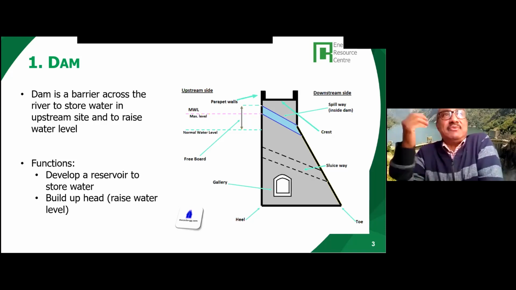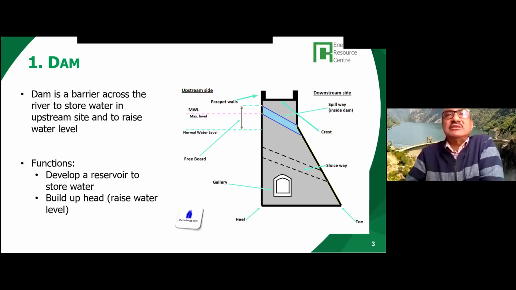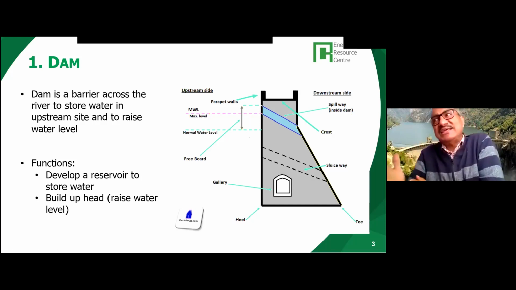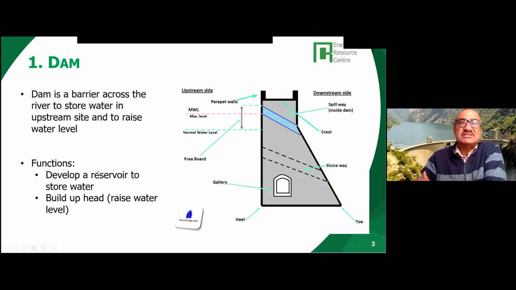So what is a dam? A dam is a barrier across a river to store water on the upstream side or to raise water. Just because you have a dam doesn't mean you have to store a lot of water, but you may want to raise the water so the head increases. If you have a narrow valley, you can do that. Storing water has its own part. Its function is to store water and to build up head.